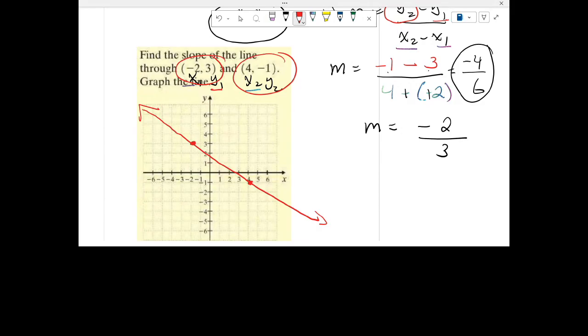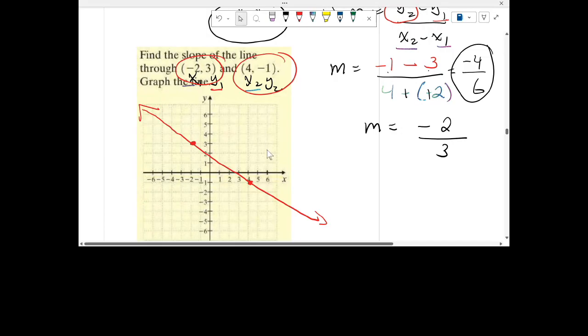So the top number tells me how many spaces to go, either up or down. In this case, because it's a negative, I'm going to go down. 1, 2. The bottom number is going to tell me to go to the right. Why the right? It's positive. 1, 2, 3. So this line, as we go from the left to the right, it goes down, right? It goes down, y'all, because the slope is negative, okay?